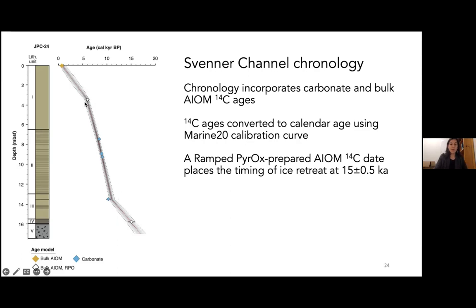And so you have this chronology here, and what I really want to focus on is this age here. Previously, the age of this sediment below this transition, which is the transition from hemipelagic to subglacial sediment, so this represents the step back, the local deglaciation, was an extrapolation. So the age was coming out somewhere around 11 or 12,000 years ago, but using an updated Ramped PyrOx age right at this transition, right above the subglacial transition, we get an age of 15 plus or minus 500 years.